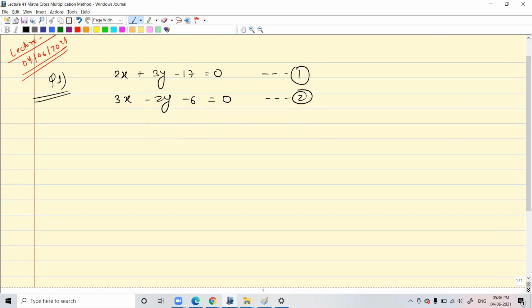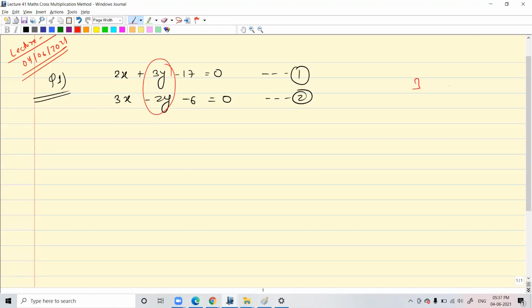Hari, it was your question, right? Yes. Tell me. Which y? Okay. So if you want to eliminate y, you see right now the coefficients are 3 and 2. So how can we make them equal? What should I multiply in the first equation? And what should I multiply in the second equation so that they both will become equal?